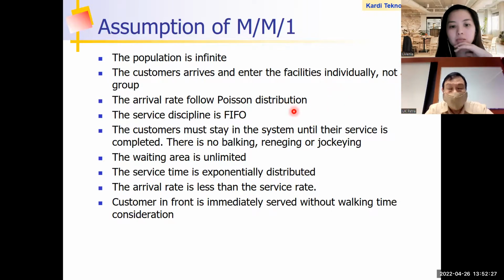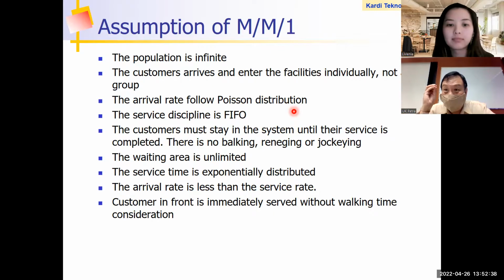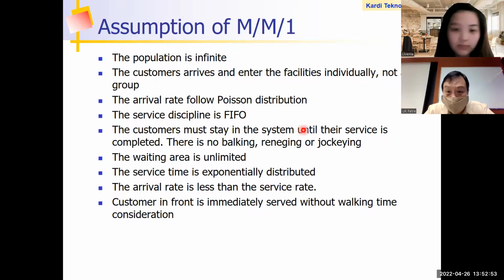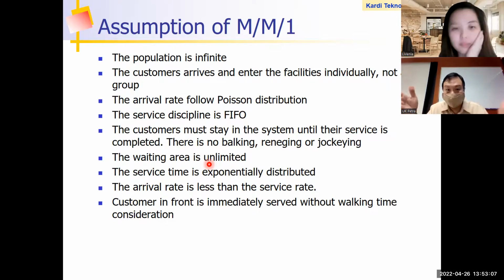Okay. In any model, what you need to understand is the assumption. After that, the computation is rather easy. Just plug in the formula and you go. But if you violate the assumption, the model is not correct. So assumptions again: arrival follows a Poisson distribution, service discipline is FIFO. The customer must stay in the system until the service is completed. No balking, reneging, jockeying. Waiting area is unlimited. Unlimited waiting area is again impossible, but this is the assumption.